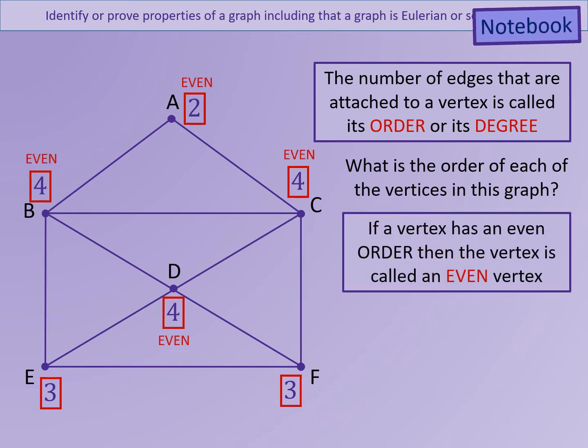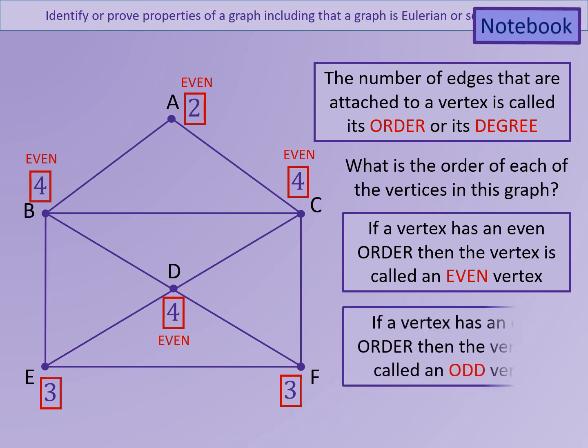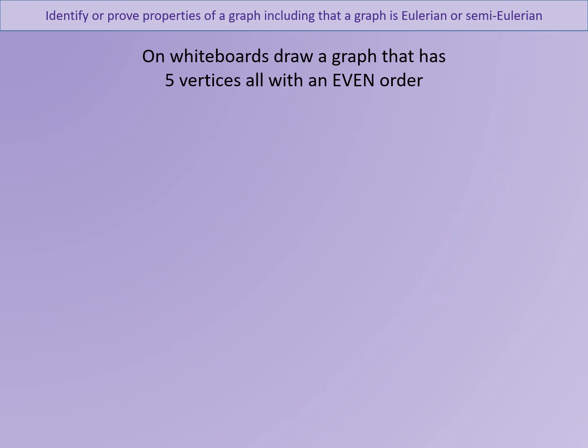Another definition: if a vertex has an even order, that means that the order is an even number, we would call that an even vertex. Similarly, if the order of a vertex is odd, we would call that an odd vertex. Now this is relevant in deciding whether a graph is Eulerian, semi-Eulerian or non-Eulerian, which we will look at in a minute. So pause the slide again and try to draw a graph with 5 vertices, all of which have an even order.